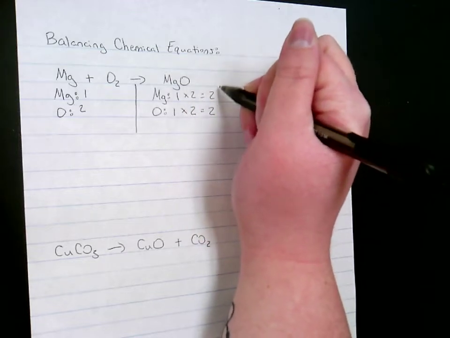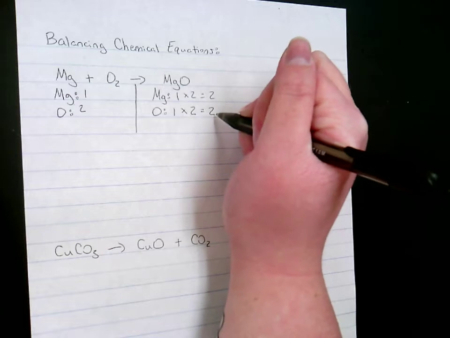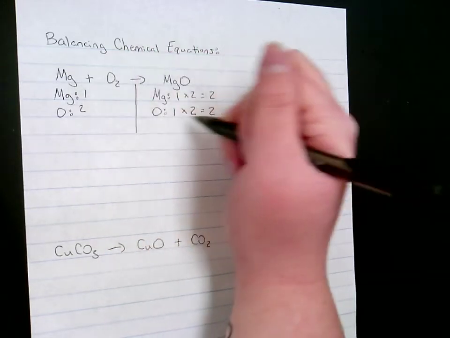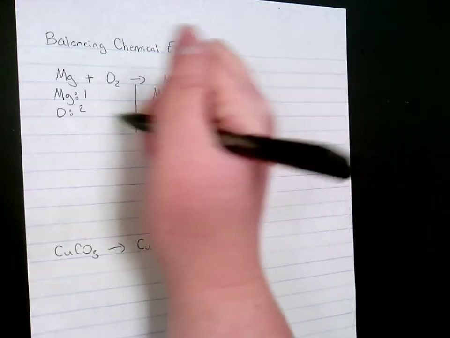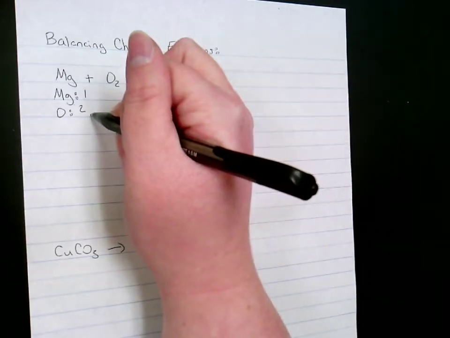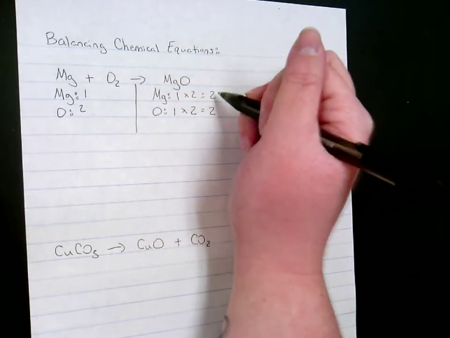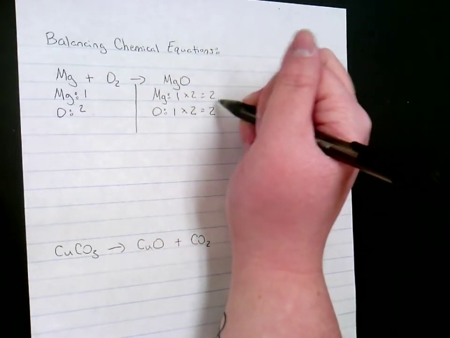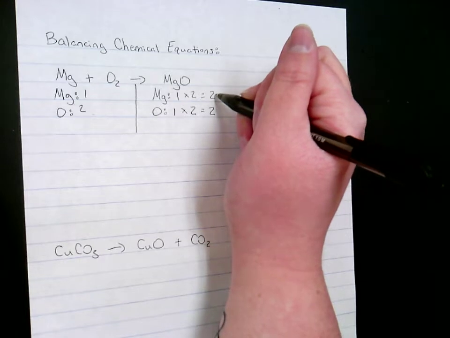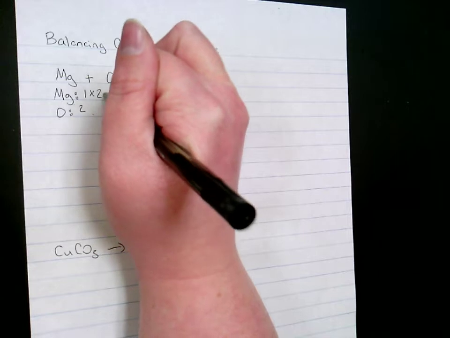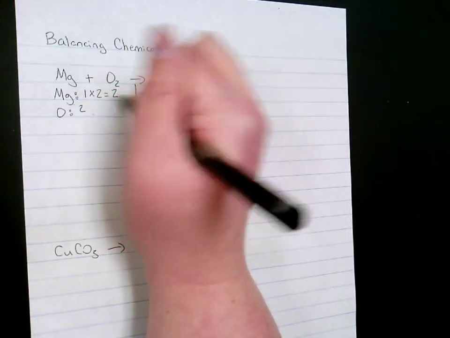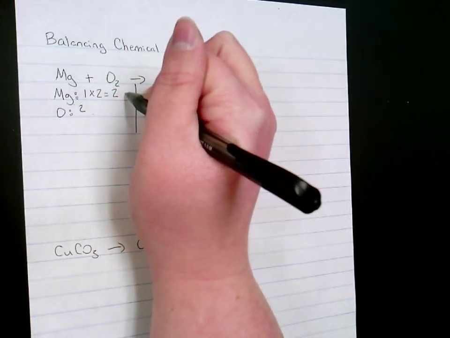Then when I do that, you can see that I have now balanced out the oxygens. I have 2 oxygens now present on the product side to match my 2 oxygens that I started with from the reactant side. But I've messed up my magnesiums because now I have 2 magnesiums on the product side and I need to make sure that I have 2 on the reactant side. So I'm going to multiply my reactant magnesium by 2.